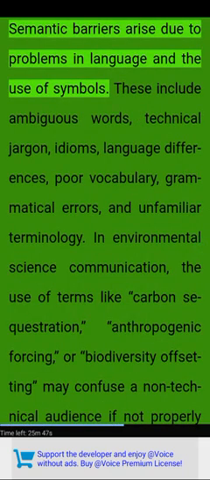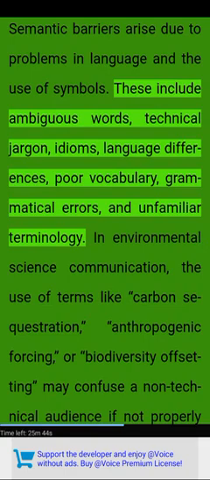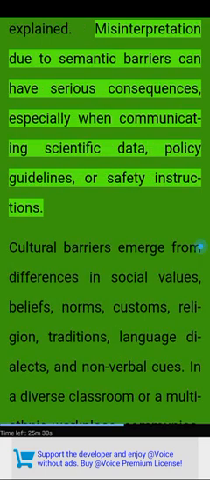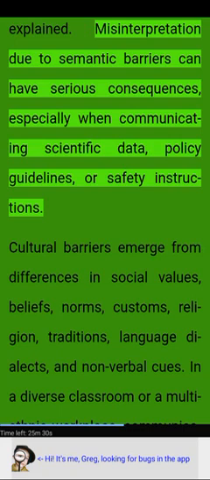Semantic barriers arise due to problems in language and the use of symbols. These include ambiguous words, technical jargon, idioms, language differences, poor vocabulary, grammatical errors, and unfamiliar terminology. In environmental science communication, the use of terms like carbon sequestration, anthropogenic forcing, or biodiversity offsetting may confuse a non-technical audience if not properly explained. Misinterpretation due to semantic barriers can have serious consequences, especially when communicating scientific data, policy guidelines, or safety instructions.